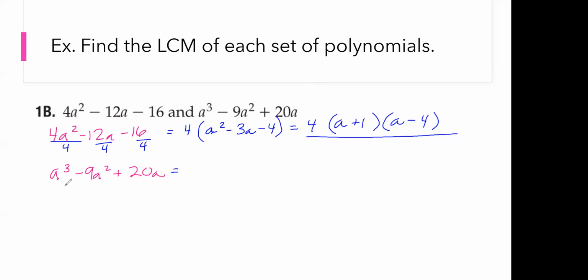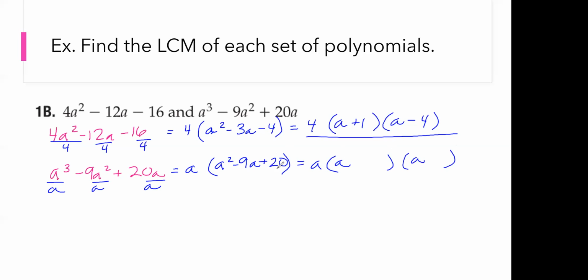Now I'm going to do something similar with the second polynomial. I'm going to factor something out. I see that they all have a factor of a. So I'm going to factor out an a, and what I'm left with is a squared minus 9a plus 20. Okay, so again, I can factor what's inside these parentheses here.